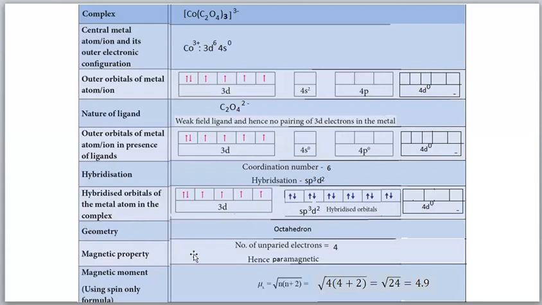Magnetic property. Here you see 4 unpaired electrons are there, so it is paramagnetic. Then magnetic moment calculation. The spin-only magnetic moment is mu equal to root of n into n plus 2. So root of 4 into 6, equal to root 24, equal to 4.9.